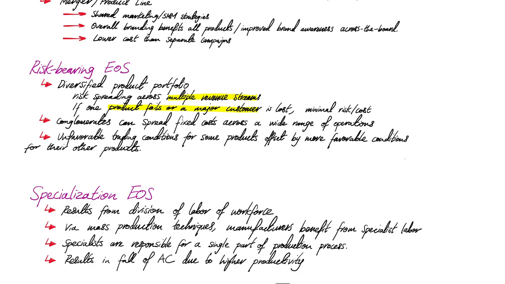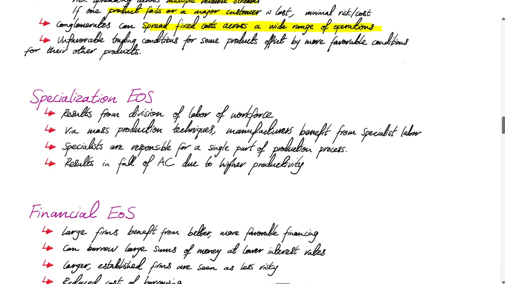They're not in two different locations, transporting, right? So spread fixed costs across a wide range of operations, especially if it's a similar product. Here we're talking about maybe slightly different products, so it's a bit different.